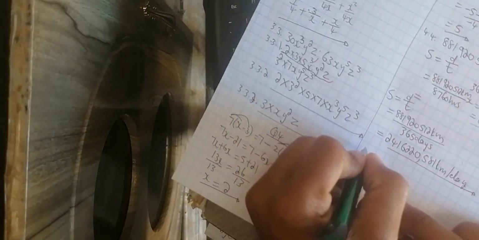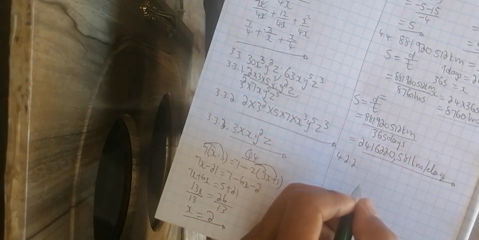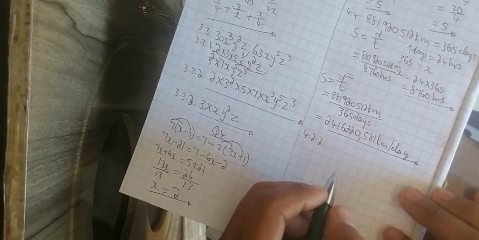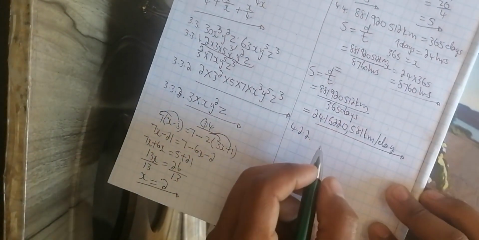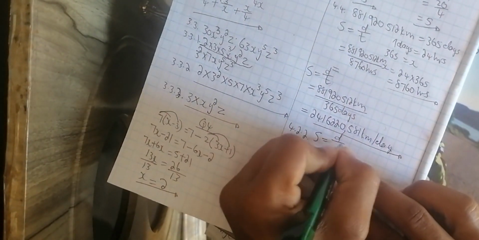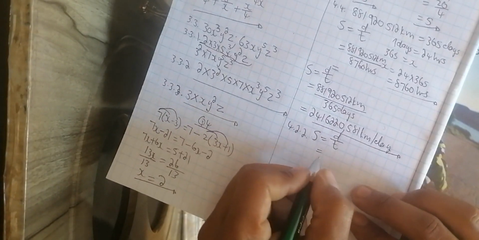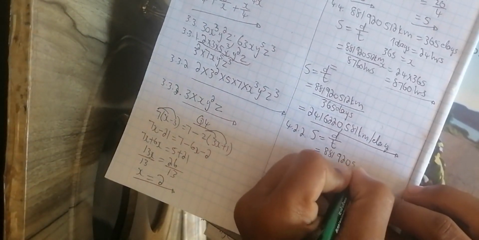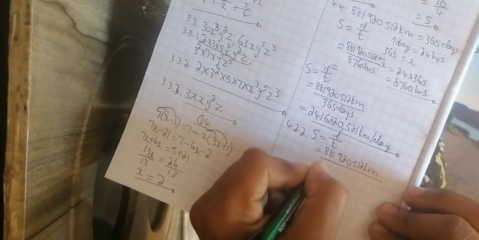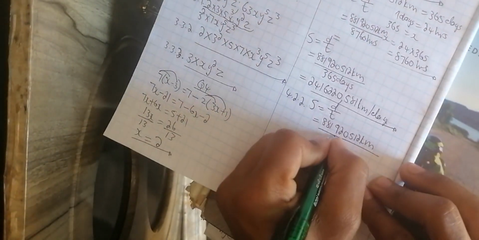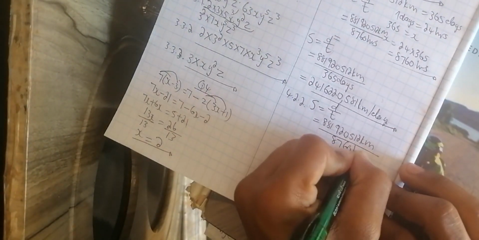So in 4.2.2, if there are 365 days in a year, at what speed does the Earth travel in kilometers per hour? Now can you see the hours are now coming? Speed is distance over time. The distance still remains the same, 881,920,512 kilometers, but now in terms of hours, fortunately I had already done that: 8760 hours.